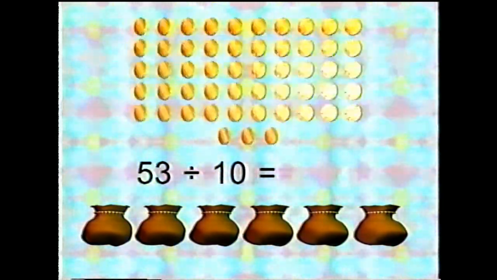Joe had 53 gold coins and some bags. He put 10 coins in each bag. How many bags did he use? The answer is 5 bags, and he had 3 coins left over.